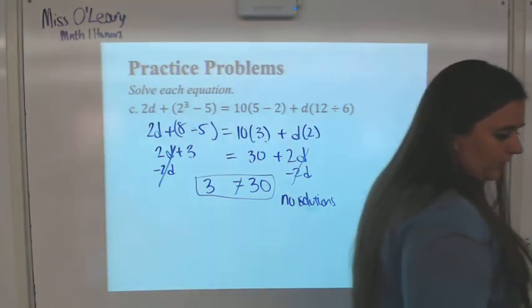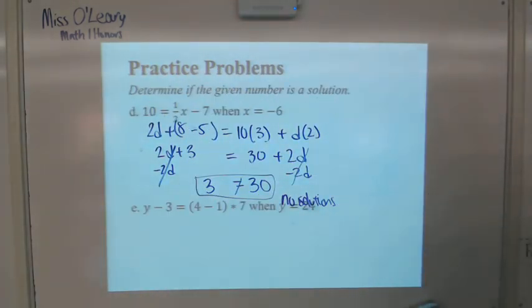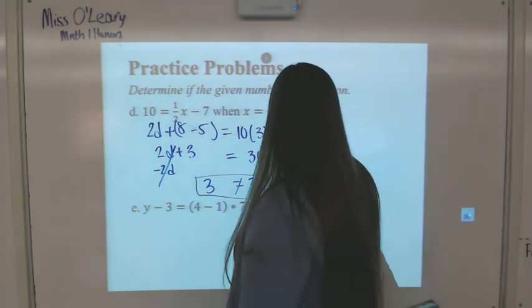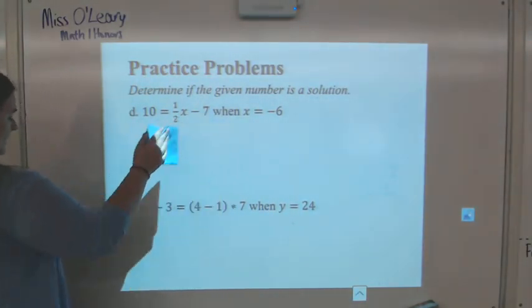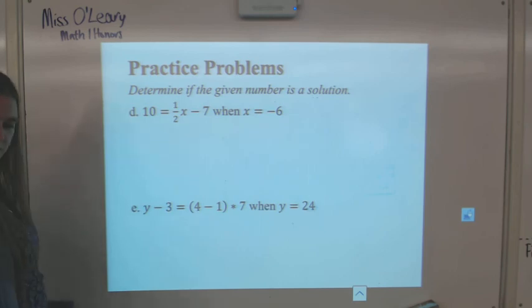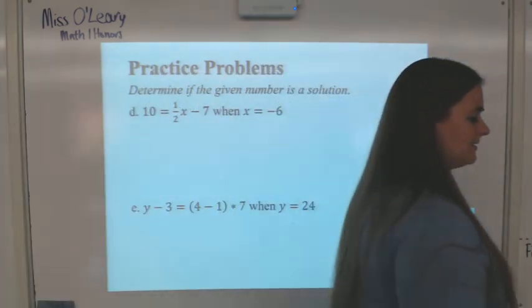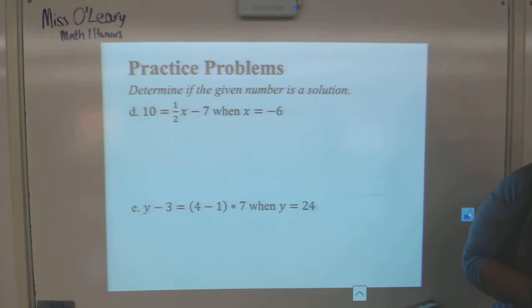We're going to do 2 more quick practices with this here, using a different type. We're going to determine if the given number is a solution. So now, instead of trying to find what the solution is, I want to determine if a given value is part of that solution. That could mean that it is the one and only solution, or it could mean that all real values are the solution.